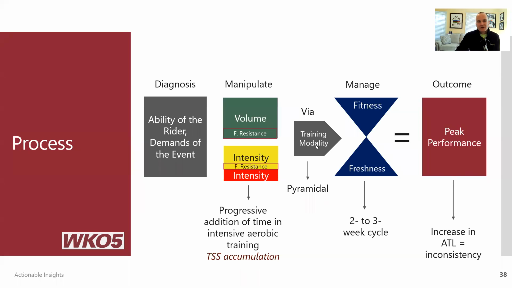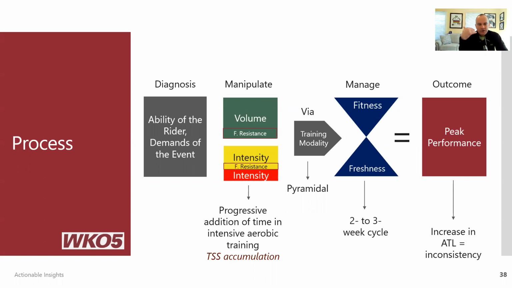Via the training modality of this manipulation, it was an early base, high volume, low intensity. Now we move to a more pyramidal format. How I manage that pyramidal format, the fitness and freshness relationship, I reduce the length of my macro cycles. Remember, it was 3 to 5 in early base training, and now it's 2 to 3 weeks in mid to late base training. And 2 to 3 weeks depends on your athletic maturity, historical training, your current CTL, and sometimes age.